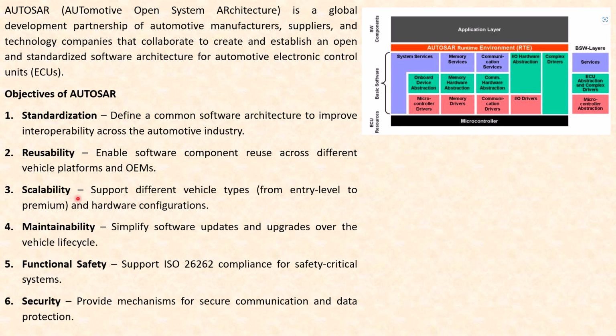Next is scalability. Support different vehicle types and hardware configurations. Okay, so this scalability is extremely important. Next is maintainability, to simplify software updates and upgrades over the vehicle life cycle. And coming to the functional safety, support ISO 26262 compliance for safety critical systems. And next is security, providing mechanisms for secure communication and data protection.